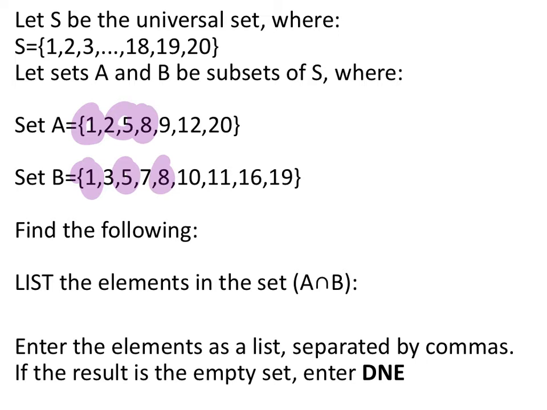I kind of put the 2 there. It's not supposed to be highlighted. Sorry. Hopefully that's better. So the elements of set A intersection B is 1, 5, and 8. And, well, not that it's that hard just to look at the numbers, but it's still a lot less writing.